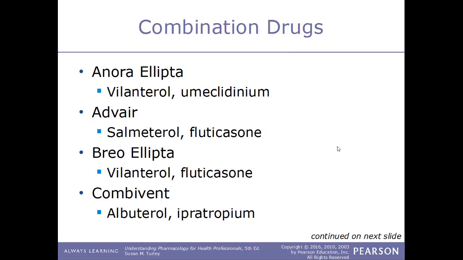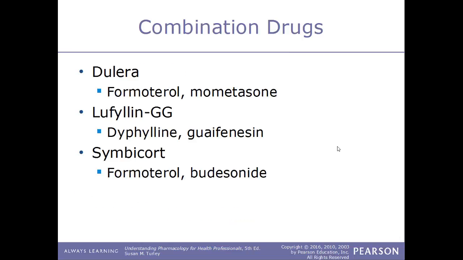Now, some examples of these combination drugs include Anoro Ellipta, which is a combination of vilanterol and umeclidinium, Advair, which is a combination of salmeterol and fluticasone, Breo Ellipta, which is a combination of vilanterol and fluticasone, and Combivent, which is a combination of albuterol and ipratropium. Some other examples: Dulera, which is a combination of formoterol and mometasone, Lufyllin-GG, which is a combination of dyphylline and also guaifenesin, and Symbicort, which is a combination of formoterol and budesonide.